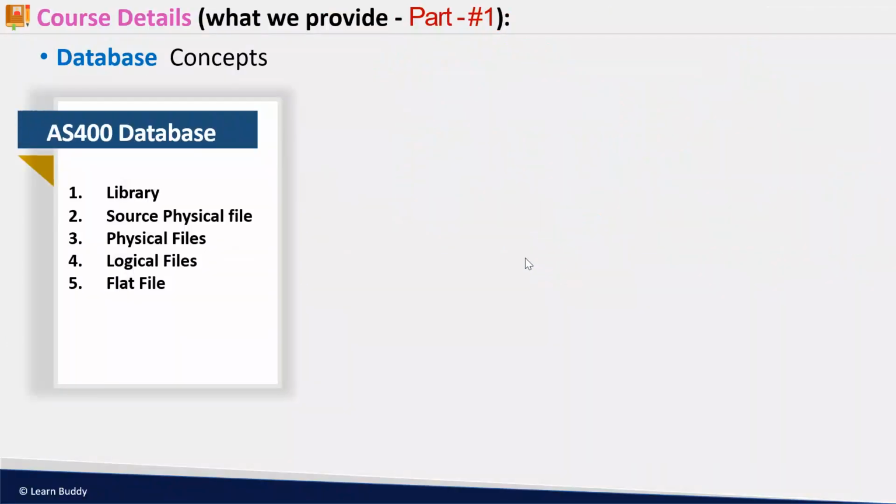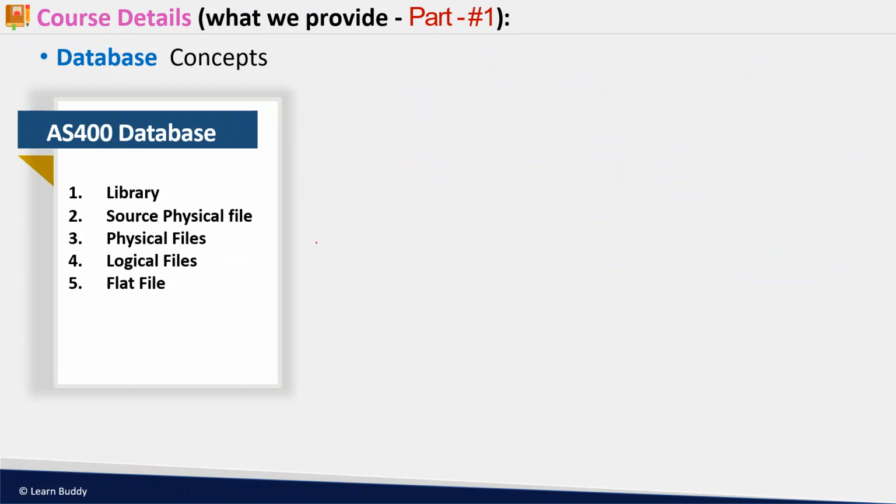So far we have discussed this. Okay, the next slide. What are we going to discuss in the course? We know that the AS400 front end is display files, and the back end is RPGLE and the database. And what are the things we are going to cover in this course?